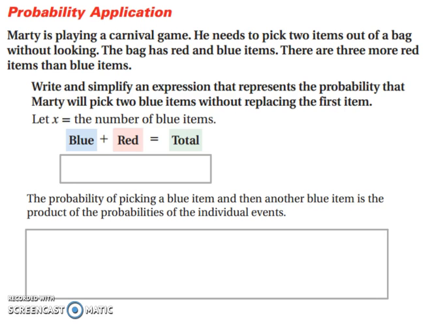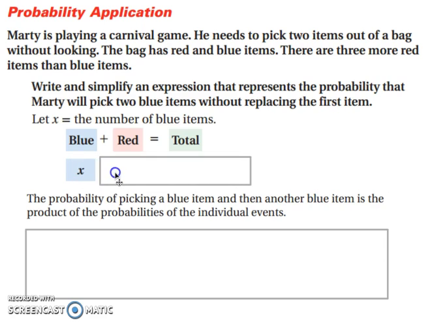So now let's try a probability application. Marty is playing a carnival game. He needs to pick 2 items out of a bag without looking. The bag has red and blue items. There are 3 more red items than blue items. Write and simplify an expression that represents the probability that Marty will pick 2 blue items without replacing them first. We're going to let x be the number of blue items, so that way we have a consistent variable here.